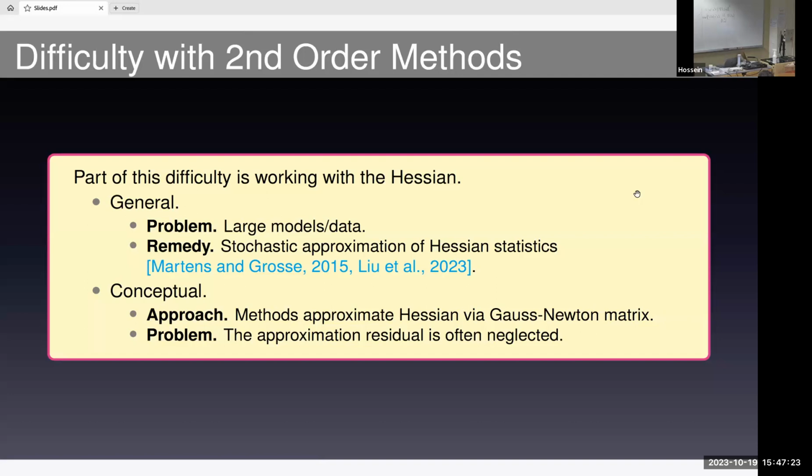But there is a more conceptual issue when we get to using the Hessian, and that is the way that the field has been approximating the Hessian, which I'll show in the next slide. There's a very efficient approximation of the Hessian called Gauss-Newton, and this is where the issues arise. But basically, the main claim of the talk is that you cannot ignore the approximation error from this Gauss-Newton method. So the residual is important and plays a critical role in the fate of the algorithm. Okay, what is Gauss-Newton?